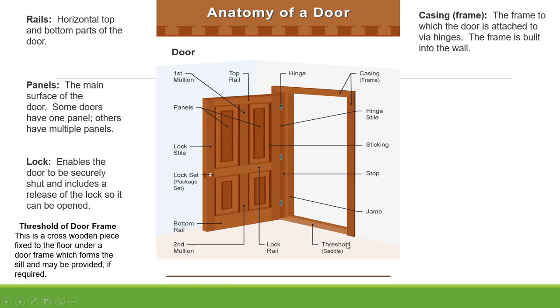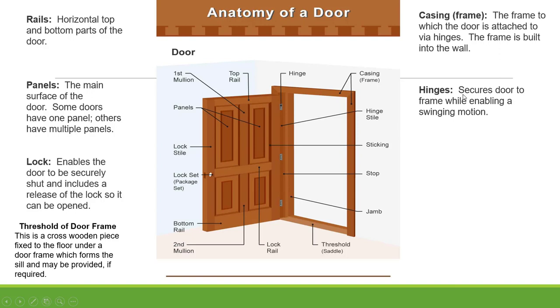The next is casing or frame. This outer part is called frame or casing of the door. It is the frame to which the door is attached with hinges. The frame is built into the walls. Got it? So this is the frame, and we attach the door to this frame with the hinges. This frame is called casing, or we can also call it frame.